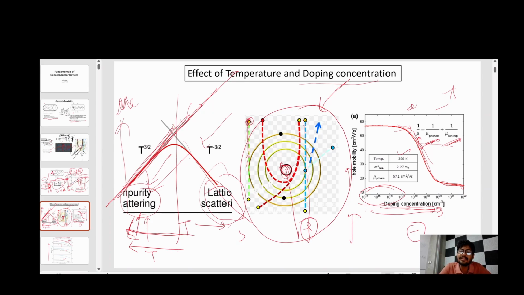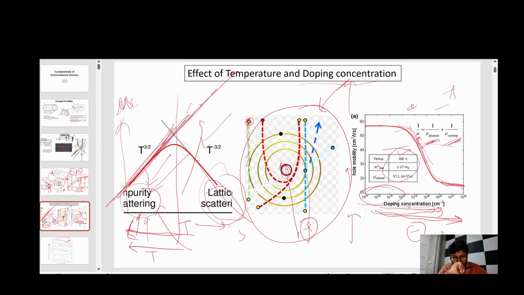Another thing is the doping concentration. If you dope the semiconductor, what you are increasing is the impurities, right? If you are increasing the impurities, you are increasing the scattering. This is the doping concentration. If you are increasing the doping concentration, then you are increasing the scattering, and your mobility will decrease. It will start dominating again at room temperature as well.